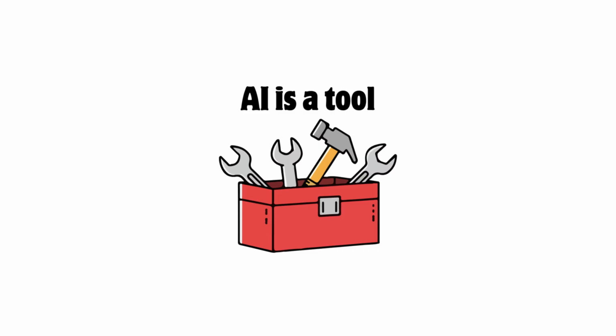Next, you would want to let your students know that AI can be thought of as a tool. You could do this by saying, AI is a tool that helps us find information. But just like any tool, it is not perfect. Sometimes it makes mistakes, and sometimes it gives incomplete answers.